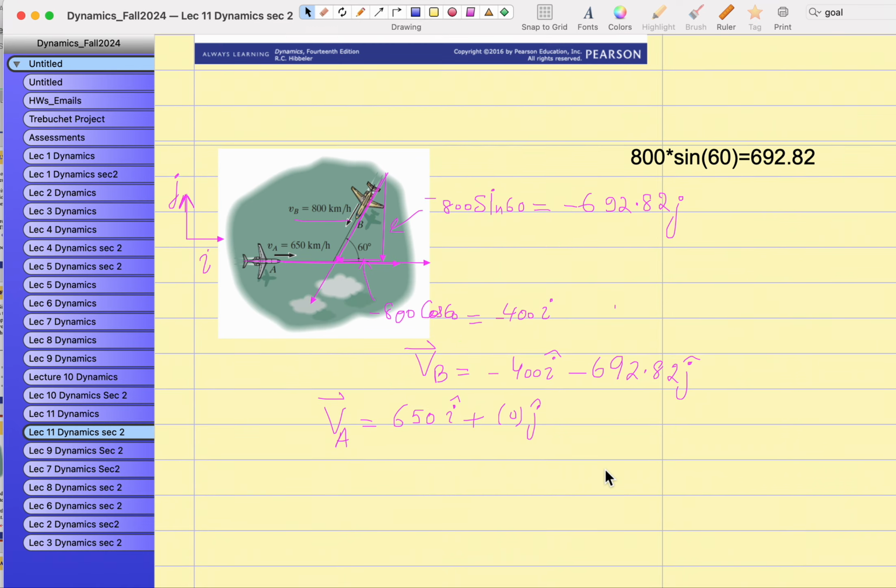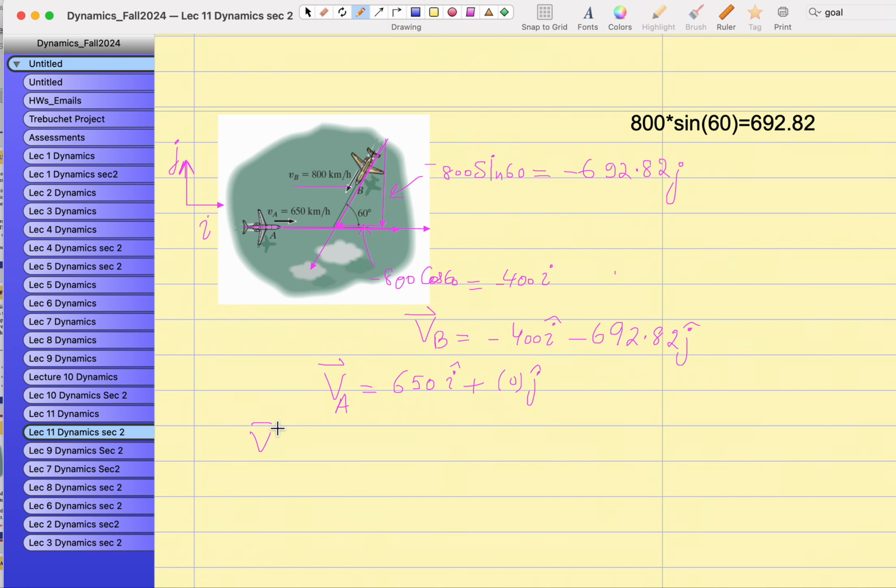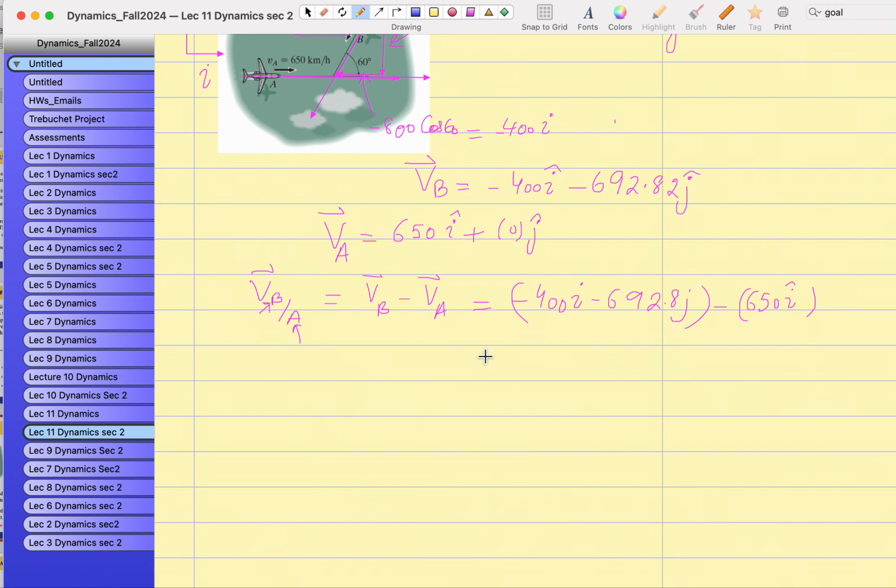Now the question is to find the relative velocity of these two planes, B with respect to A. The formula is VB minus VA. The way you will learn it, the first letter in the subscript, you write down that vector first, and the second, which is B slash A, comes second with a negative sign, to be consistent. So I would write negative 400 i, negative 692.8 j. By the way, VA is already positive, so we don't need to worry about its sign. If you solve for this, you should get negative 1050 i, negative 692.8 j.